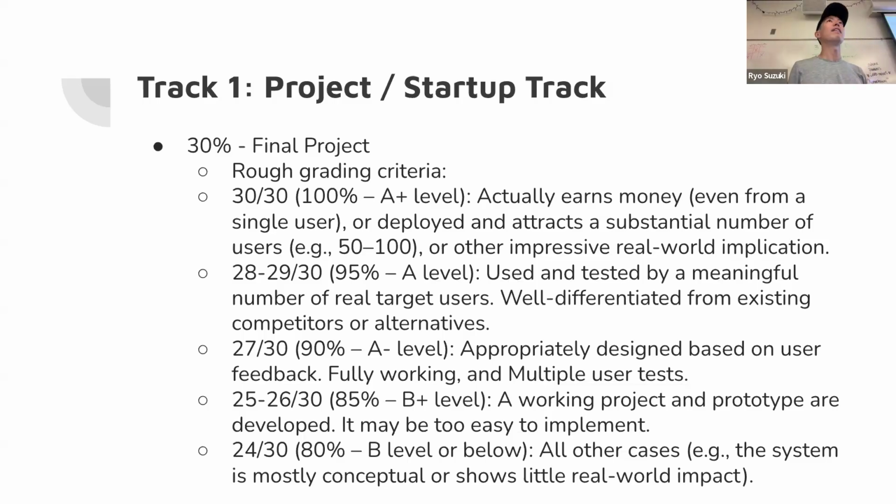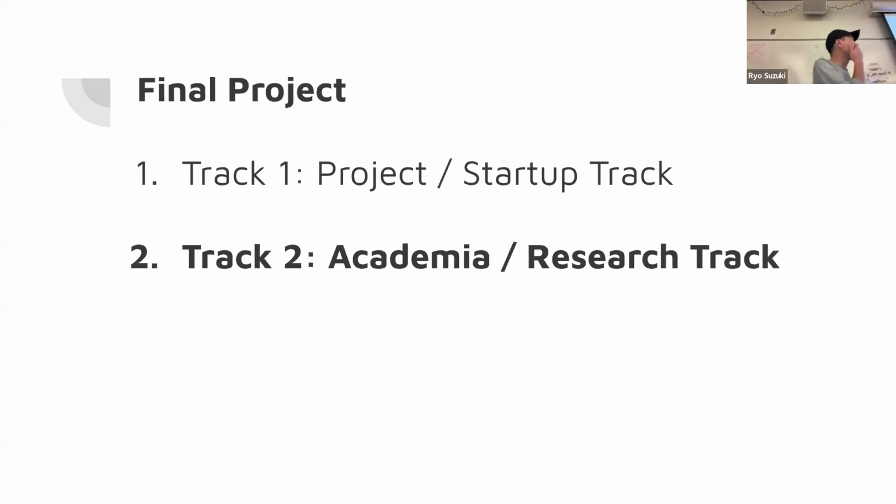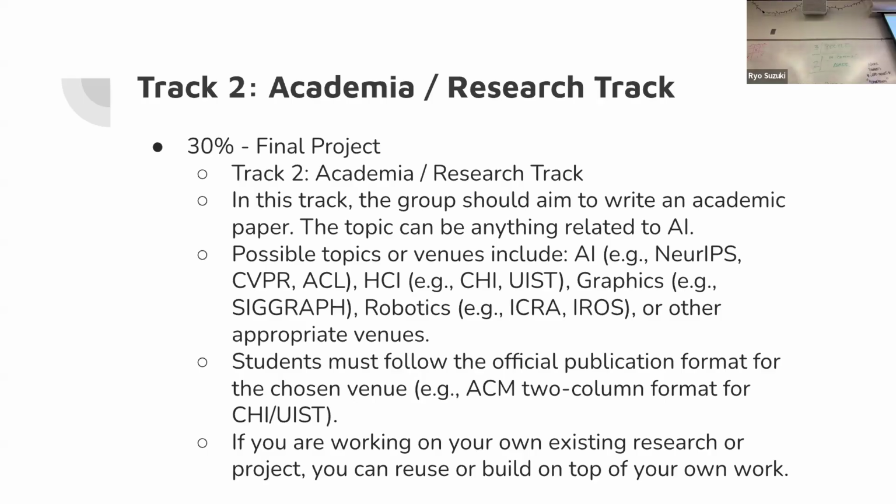Yeah. Okay. So the second track is about academia or the research track, especially if you are interested in graduate school, or if you are already a graduate student. This part is more about reading a paper and trying to make some novel outcomes on top of the paper too. This is what most graduate students do, I would say. So the topic can be anything, and the group should aim to write an academic paper in any domain, from AI, HCI, graphics, robotics, or any other domain.